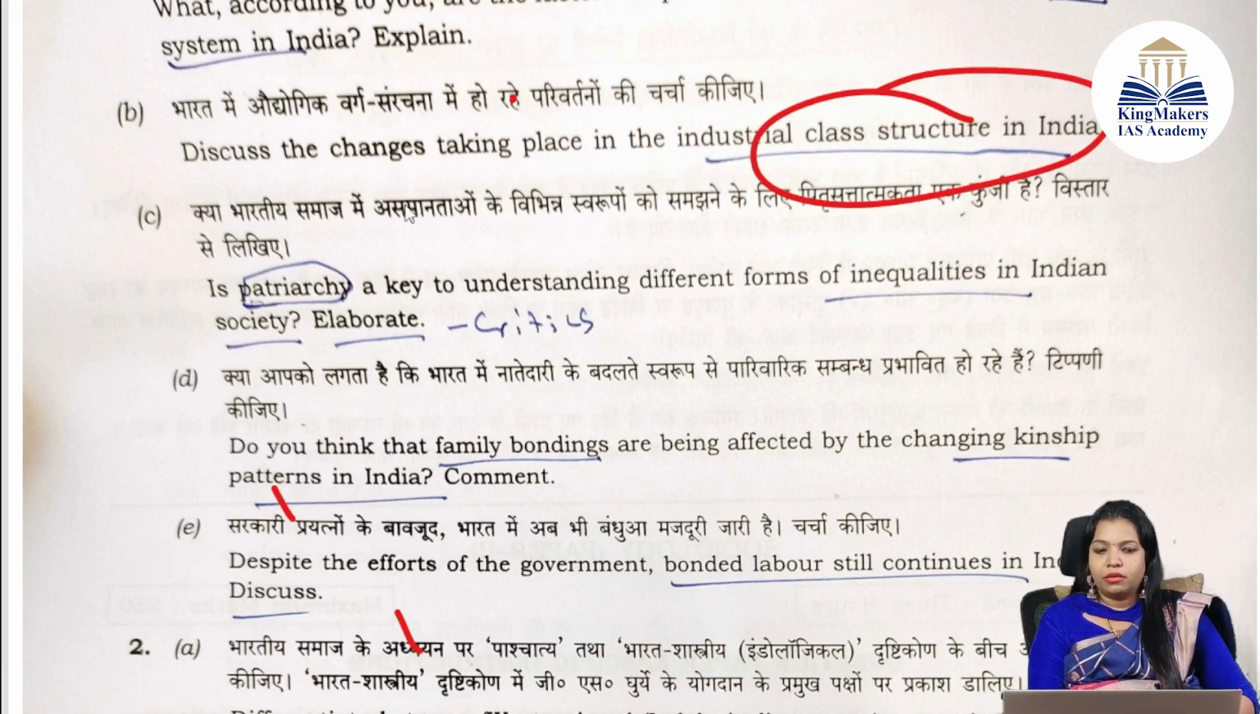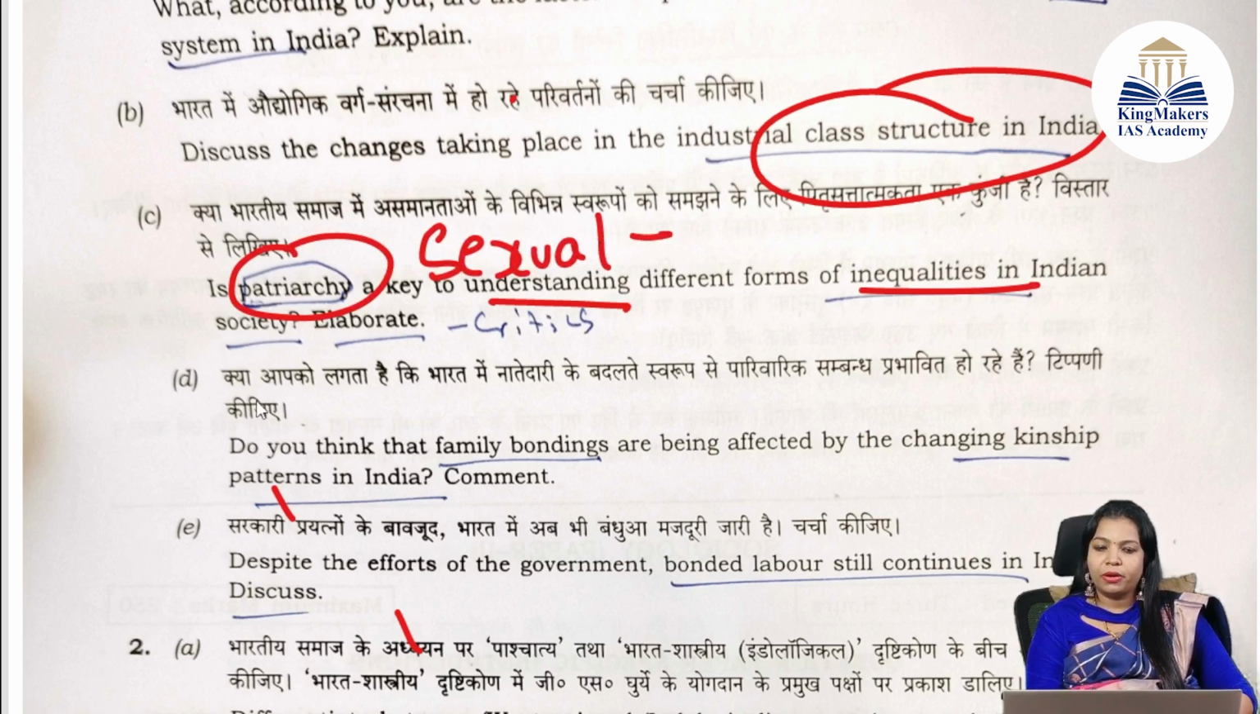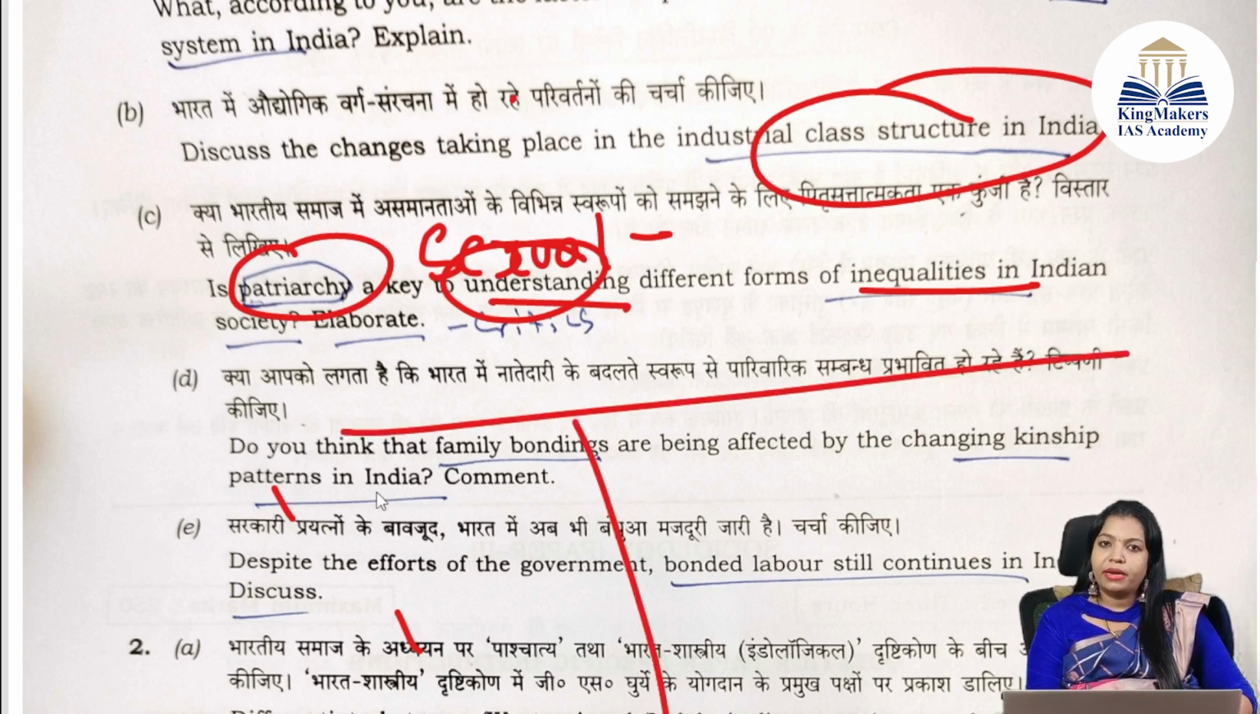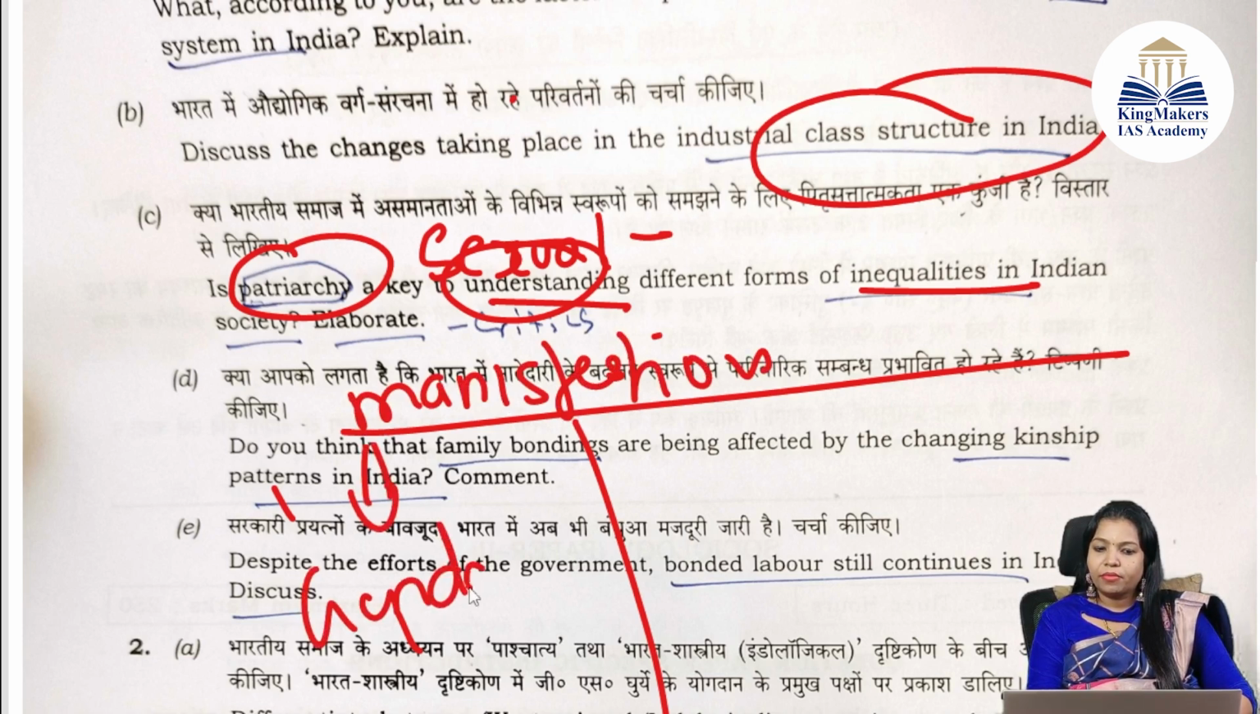Okay, then the next question is: patriarchy is a key to understanding different forms of inequality in Indian society. First of all, the question is taken from the syllabus topic of patriarchy and sexual division of labor in Paper 2. How is patriarchy responsible for inequality? This is how they ask the question. In Indian society, the effect or manifestation of patriarchy is what you have to write down. So the manifestation of patriarchy can be seen in gender role.